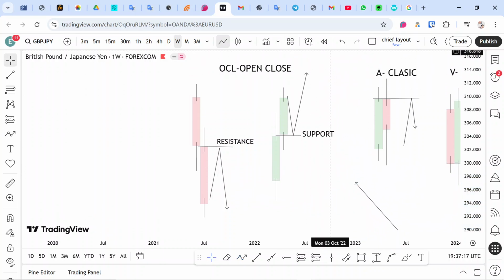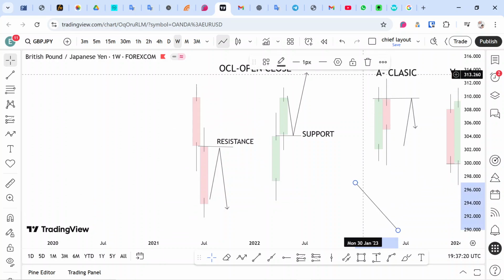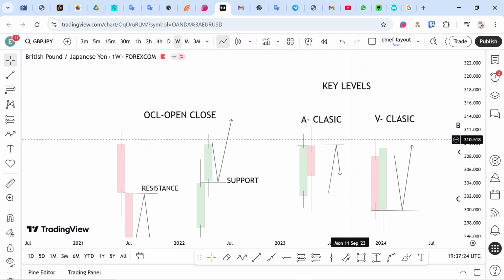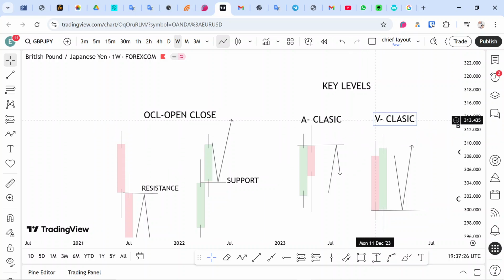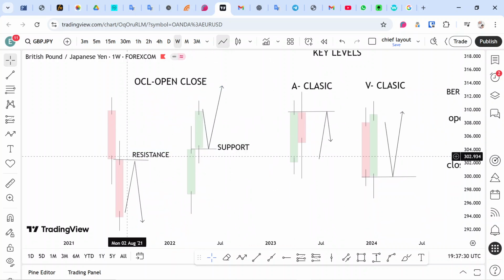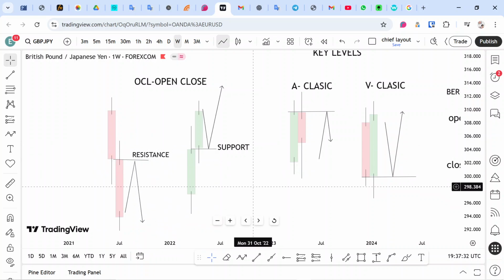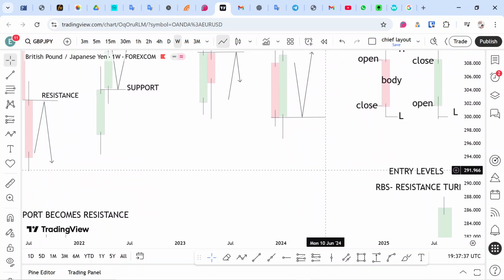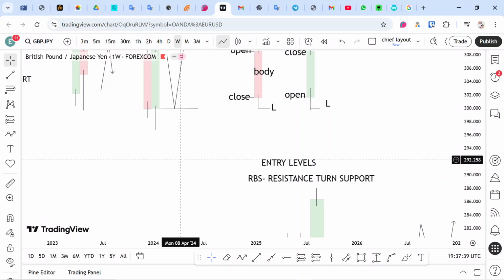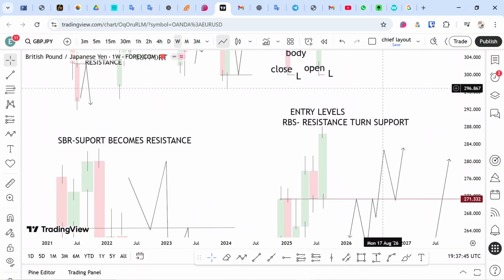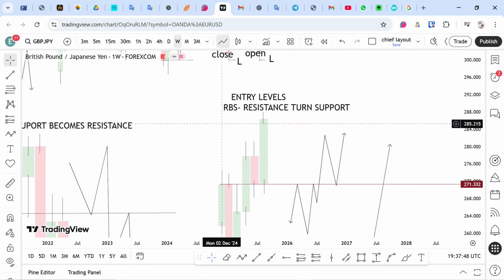So how many key levels do we have now when it comes to MSNR? Take note, we have the A level, which is a resistance level. We have the V level, which is a support level. We have the open and close level, which can be used for support or for resistance, depending on the direction of the market. After these levels, we have entry levels. So in my exercise scenario, we have different types of entry levels. We have ROBS.